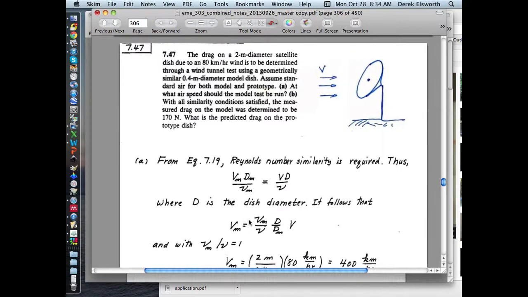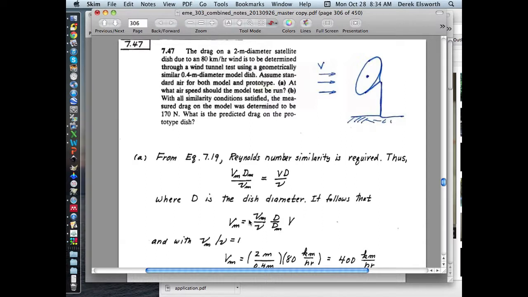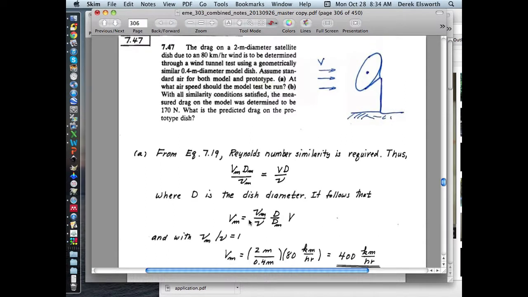Yeah, just one more quick one. I guess we'll probably only get through this and a bit more today. So again, same kind of idea. Drag on a satellite dish. You know it's going to be 2 meters in reality, 80 kilometers an hour wind, and you want to do an experiment on a scaled down model, which is, I guess, a 5th scale, right? 0.4 meters instead of 2 meters. What airspeed do you do the model test is the question, and can you calculate the drag that's on this? So the drag would be this force, this squiggly D that we call it.